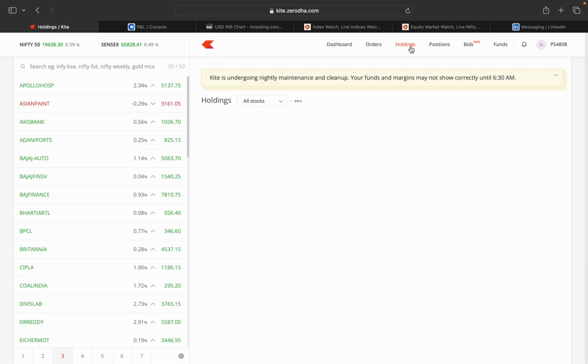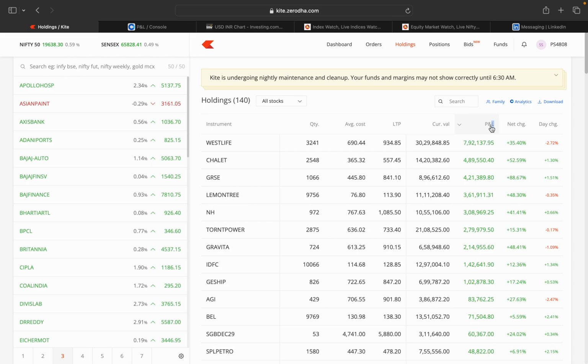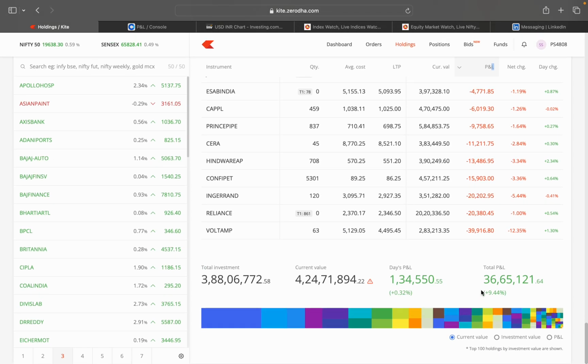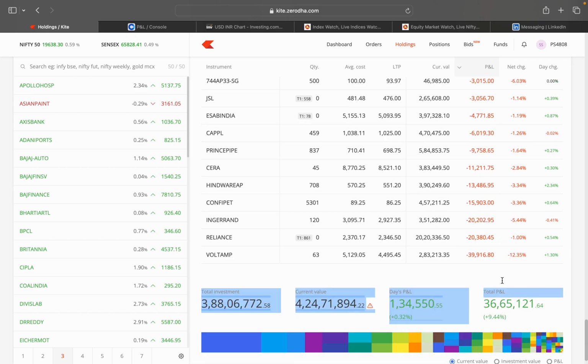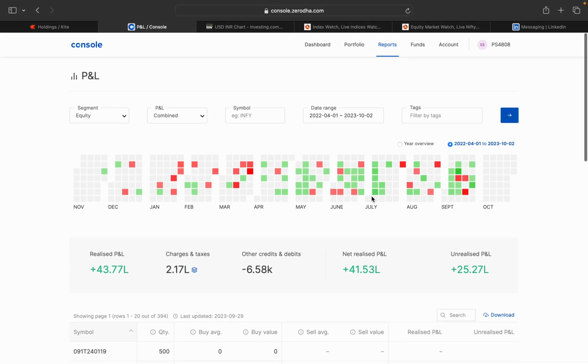If I just go to the holdings, yes, this is the unrealized 36 lakhs 65,000, which is showing in the holding statement, but it is not showing in the console statement, which is okay. The holding statement is showing the bonds, but the console is not showing bonds. I do not know how that works.